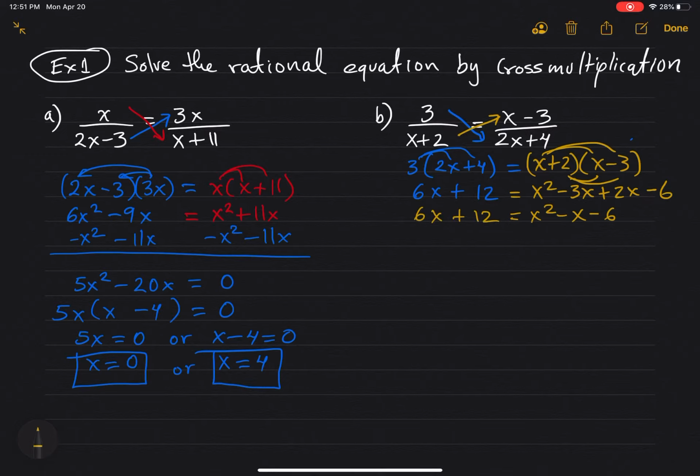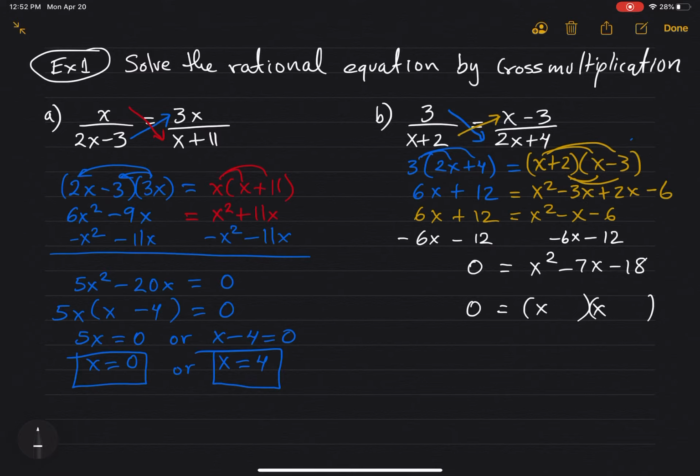Okay, and subtracting 12 from both sides to make one of the sides equal to 0, and subtracting 6x. We're going to end up with 0 on one side. We're going to have an x squared, negative 7x, and a negative 18. So this is a quadratic equation, a trinomial. The way we solve this equation is by factoring. We can see here that x times x makes x squared, and we need two numbers that multiply to negative 18 and add up to negative 7.